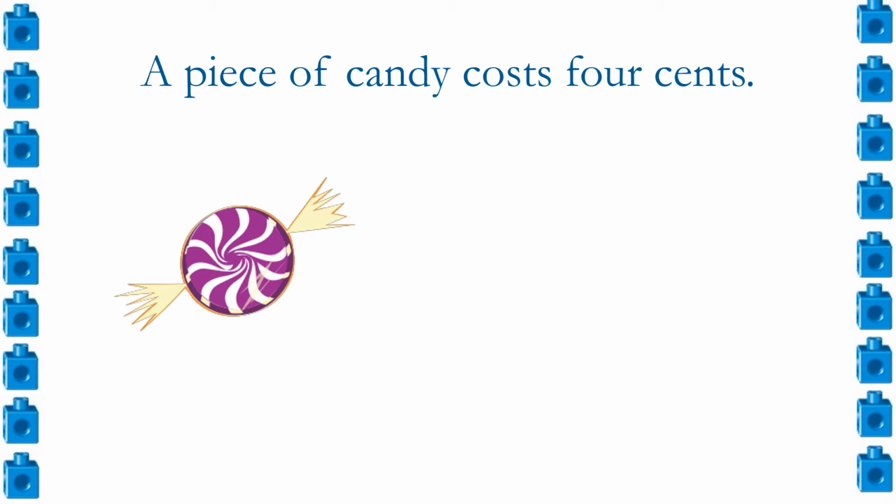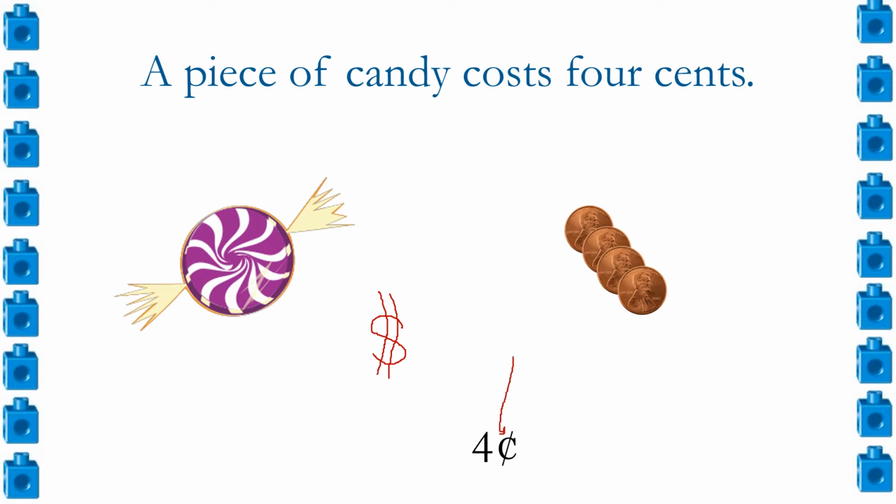So let's say a piece of candy costs 4 cents. Well, you have to pay for it. How much are you going to pay? 4 cents. 1, 2, 3, 4. 4 pennies equals 4 cents. And you see that mark right there? That's the cent sign. Don't confuse it with this one here, the dollar sign. We'll get to that one later. Sometimes it has one line through it, sometimes it has two. Okay, that's the cent sign.